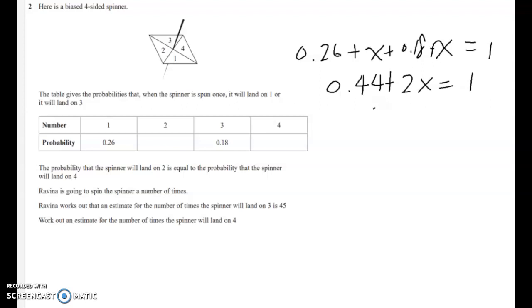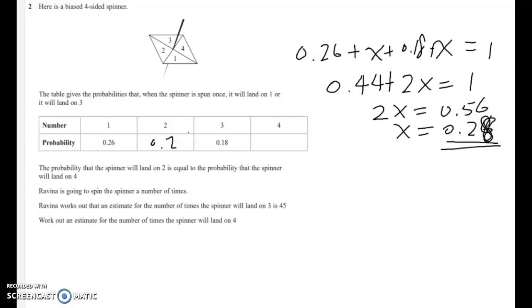So let's switch the non-x terms to the right-hand side first. Here we would then get 0.56. To further simplify it, doing simple division, you should be able to find that the value of x would now be 0.28. So it was 0.28, 0.28 for this one. Then we are done with the table.